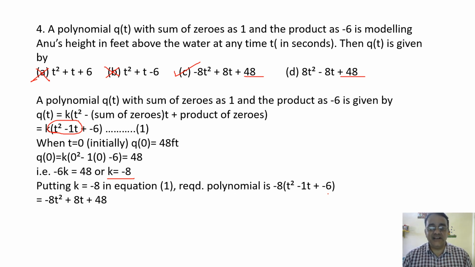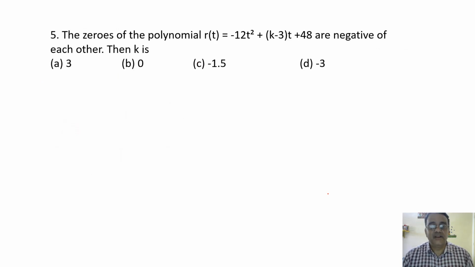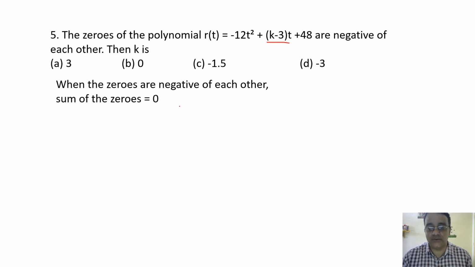Now we are moving toward the last question of this case study question. The zeros of the polynomial r of t is equals to -12t square plus k minus 3 into t plus 48 are negative of each other. Then k is dash. Negative of each other means the sum of both is 0. Right? So when the zeros are negative of each other, the sum of zeros is 0. So what is the formula for sum of zeros? -b by a. Right. So minus b, meaning minus of k minus 3, upon -12 is equals to 0.